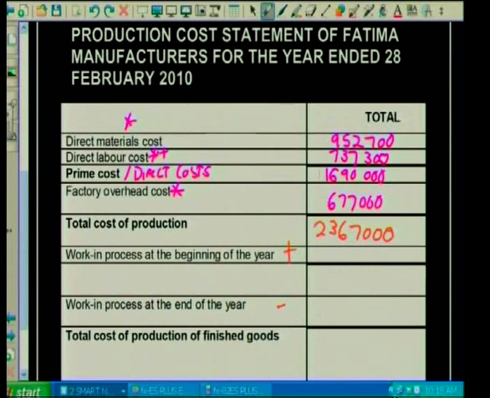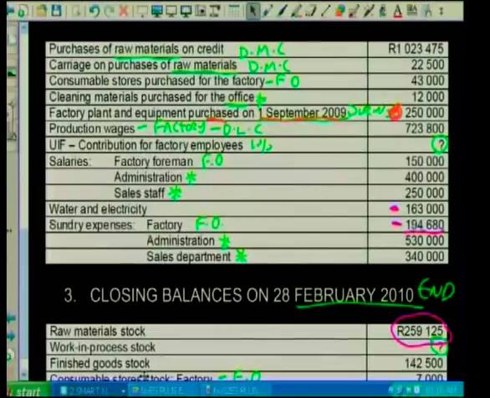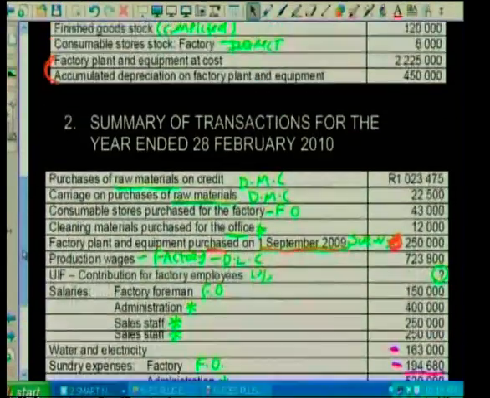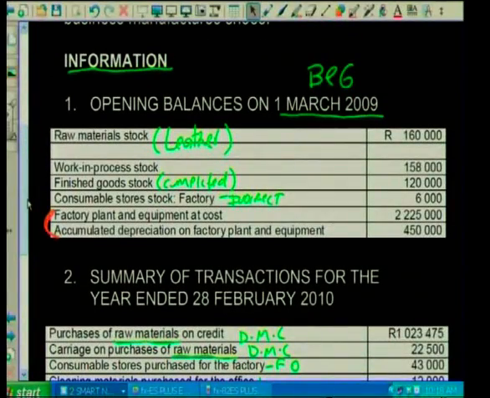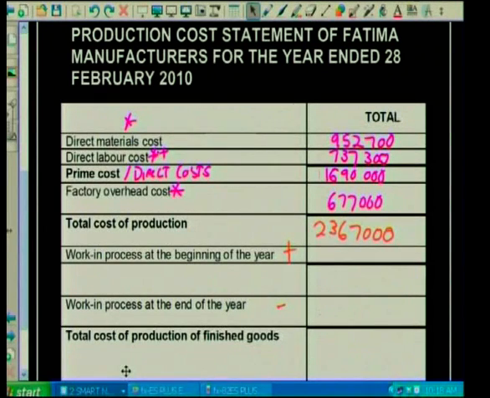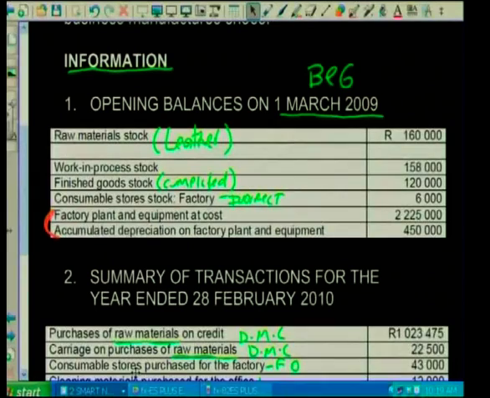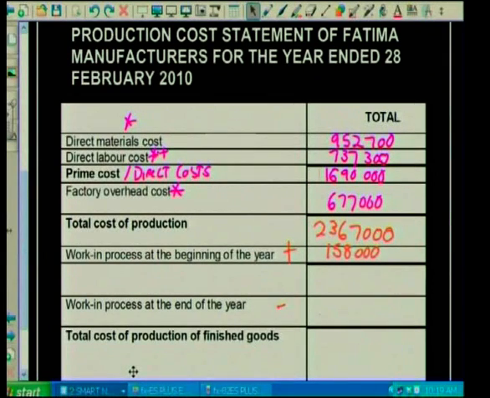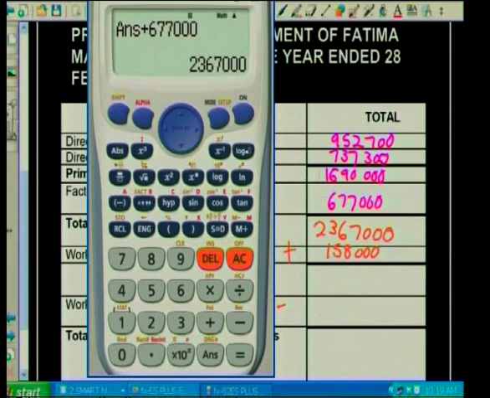So let's start with work in progress at the beginning of the year. We're going to our info, and it's right at the top, opening balances. Work in progress stock at the beginning of the year was 158,000. So let's take that amount through. Let's just check that, people. 158,000, correct.